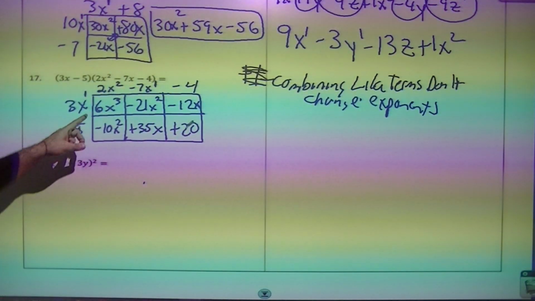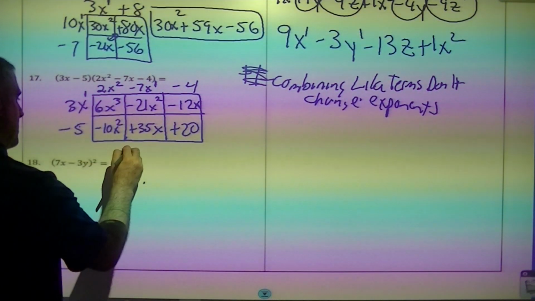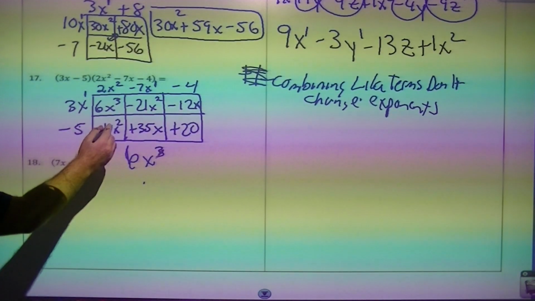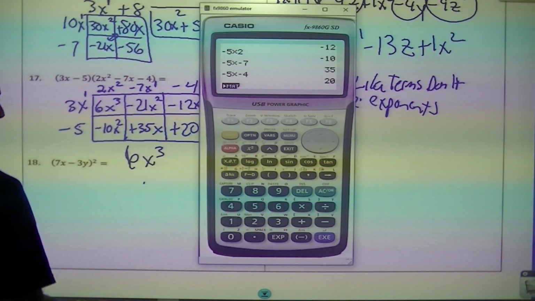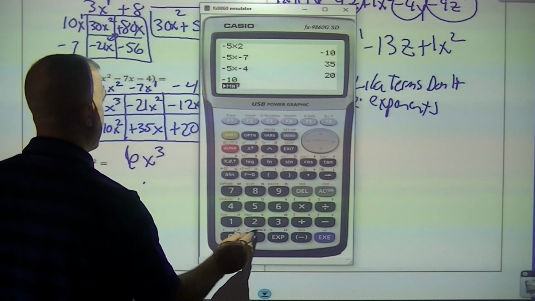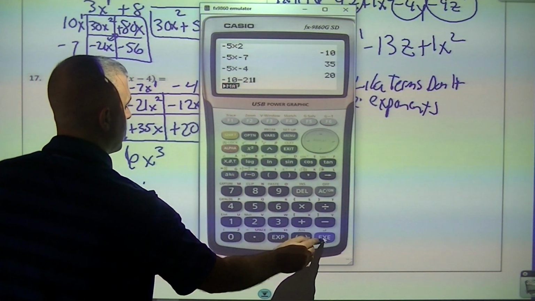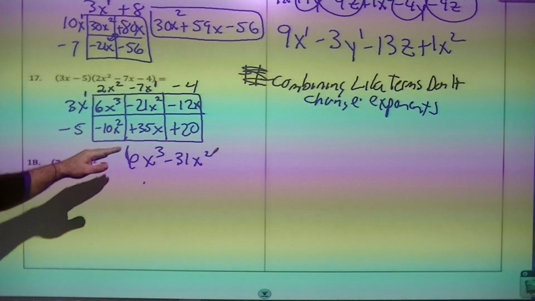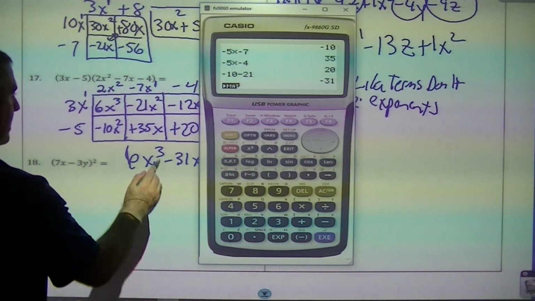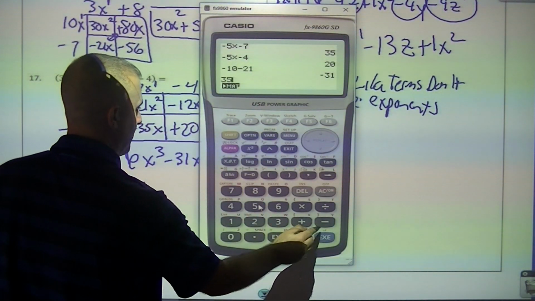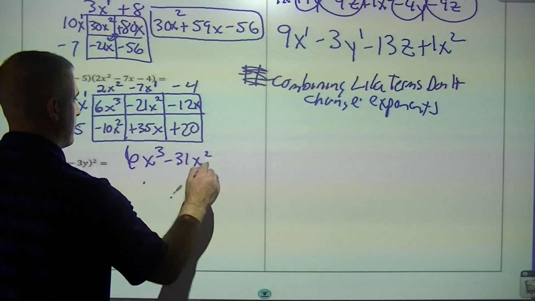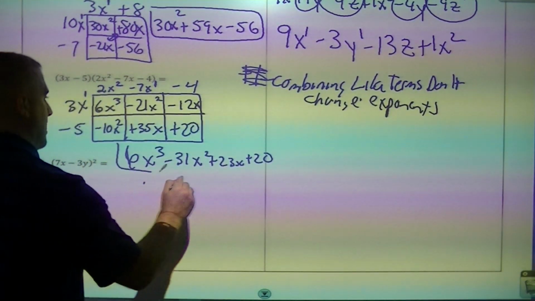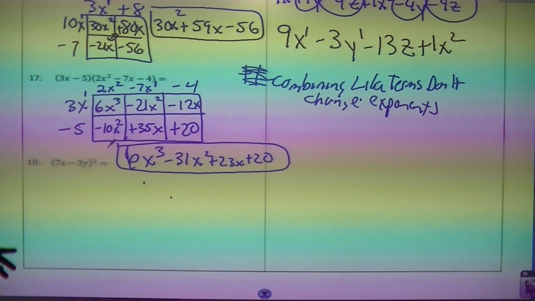So if I look through here, the x cubed does not have any like terms, so I can just write 6x cubed. Now, if you see, these two are like terms. So I am going to do -10 minus 21, and that gives me -31 for the x squared. So inside the boxes, we're combining like terms. Then I got 35 minus 12, which would be +23x. And then the 20 is by itself, so that's going to stay like that. So that will be your answer to that problem.